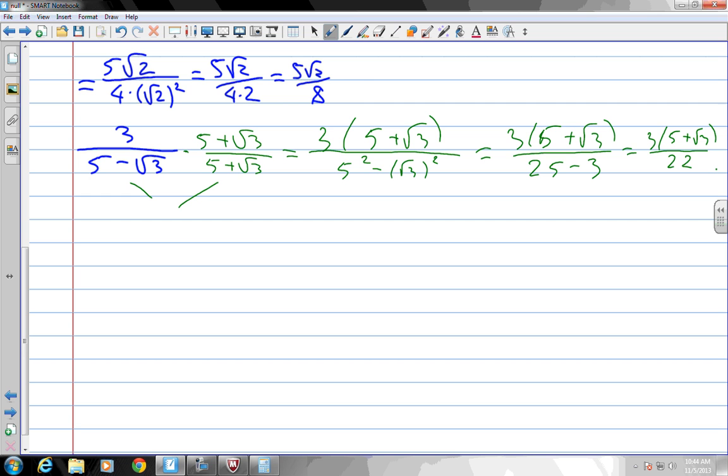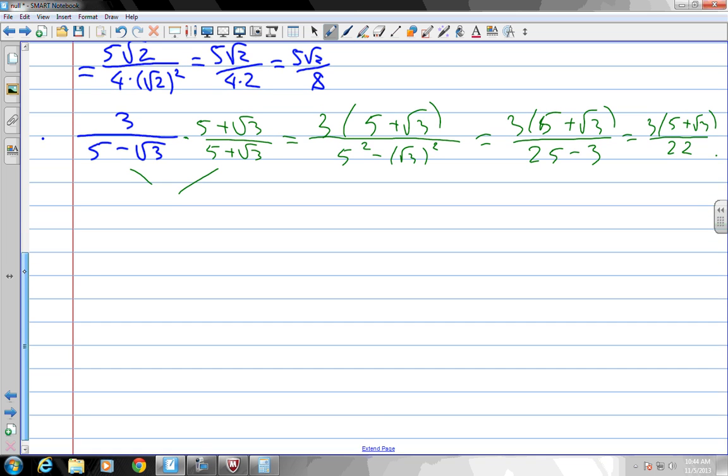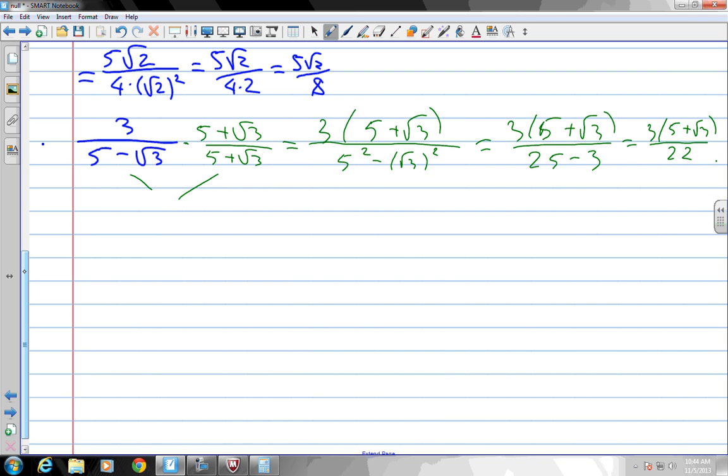So when you have two terms in the denominator, if at least one of them is a square root, then we'll have to use a conjugate trick to get rid of that square root. That's how you rationalize the denominator in that case. So let me do another one. 1 over square root of 3 minus the square root of 2.